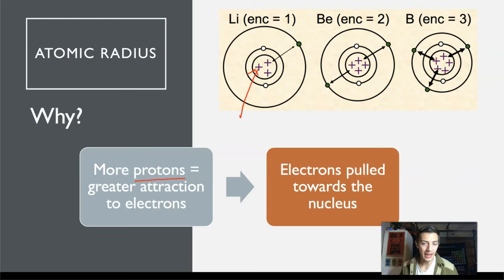Also, because you haven't added any extra energy levels, you're still dealing with the same number of energy levels. You aren't making the distance jump out any further. You're basically pulling the electrons from that outer energy level and bringing them towards the center. So that's the main reason that the atomic radius shrinks as you go from left to right, and why it jumps up as you go from top to bottom is because of the energy levels either staying the same or increasing in number, and because of the number of protons in the center increasing as you go from left to right.